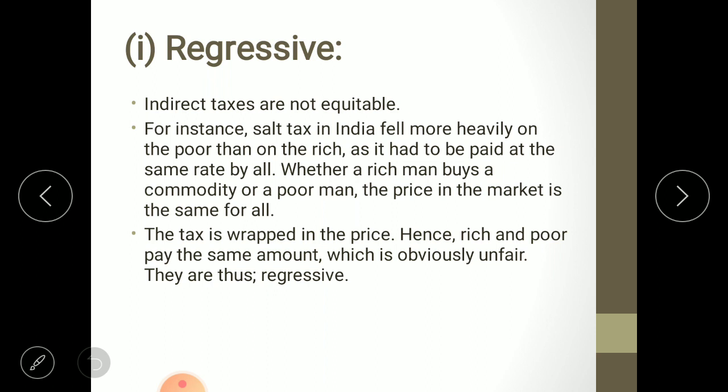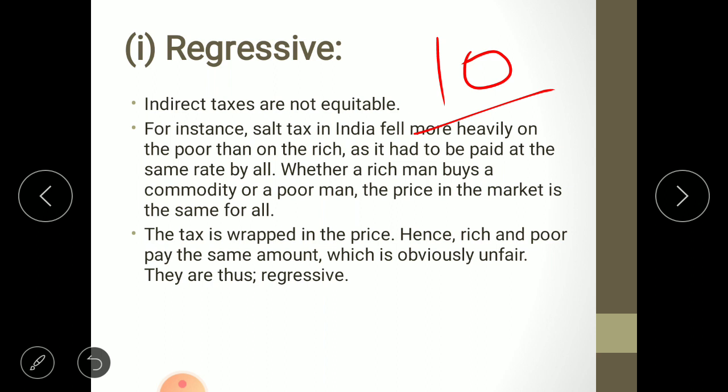In the introductory part of this unit, we have seen the types of taxation. Three types of taxation are there: progressive, proportional, and regressive. Regressive taxation means that as income increases, tax decreases. Take an example of salt. Say the tax on the salt is 10 rupees.